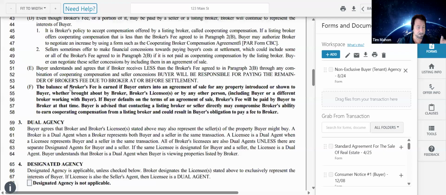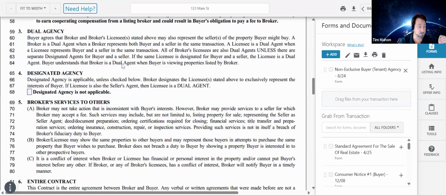Here again, there's some things that are explained like there are on the rest of the agreement of sale. We'll cover these and other things, but basically, it's the condition I just explained is right here. The balance of broker's fee is earned if buyers enter an agreement of sale for any property introduced or shown to the buyer, whether brought about by the broker, the broker's licensee, or by any other person, including the buyer or a different broker working with the buyer. If buyer defaults on the terms of an agreement of sale, broker's fee will be paid by buyer to the broker at that time. Buyers should be advised that contacting the listing broker or selling directly may compromise broker's ability to earn cooperating commission or compensation from a listing broker, and can result in buyer's obligation to pay a fee to the broker. So it's important they understand that.